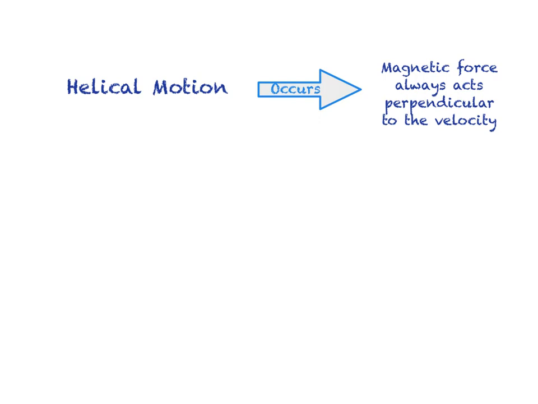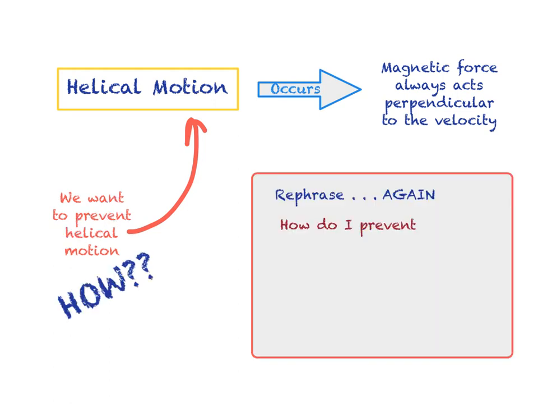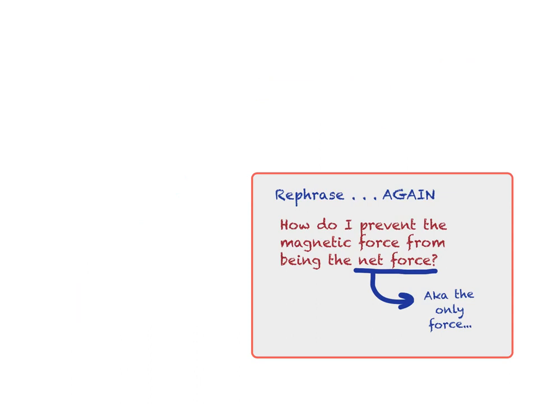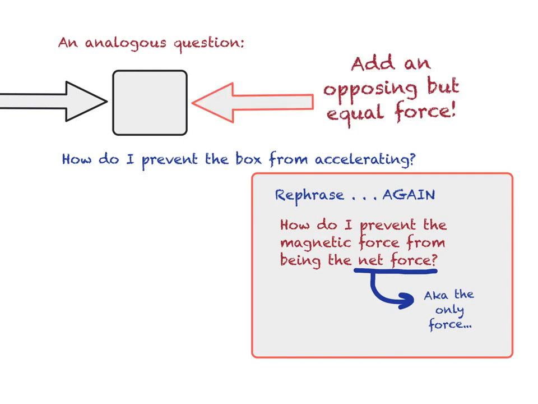So now that we've identified how the helical or the circular pattern happens, and we know that we want to prevent it, the question becomes, how do we prevent that from happening? So in other words, I can rephrase the question: how do I prevent the magnetic force from being the net force, or being the only force and therefore a centripetal force? This question could be posed in much simpler terms. If I took a box and I said there's only one force acting on it, how do I prevent it from accelerating? Well, most of us would say very simply, just apply an equal force in the opposite direction, and that will prevent there from being a net force.